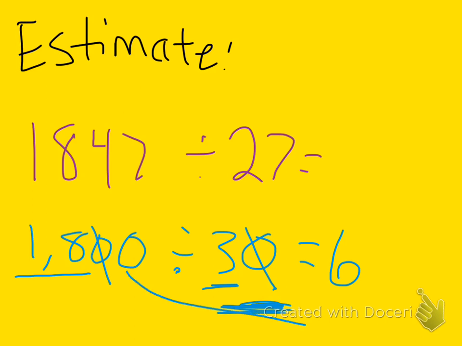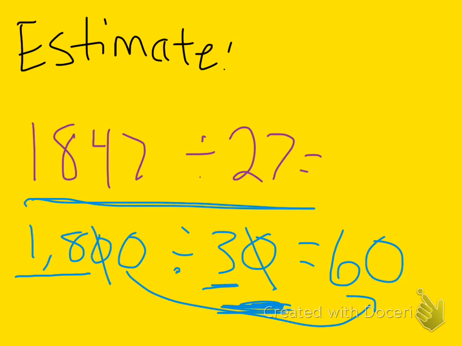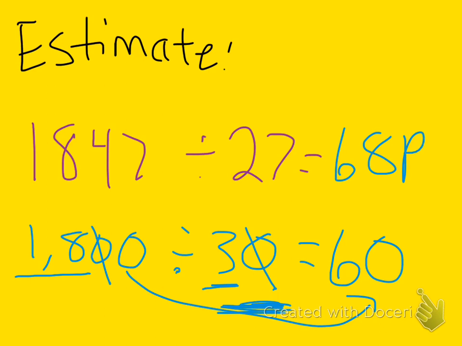That little 0, I just bring over to my answer. So my estimate, 1,800 divided by 30, that equals 60. So I know that my answer to this problem should be close to 60. And the answer that we got was 68 remainder 11. So since this and this are pretty close, that means we did it correctly.